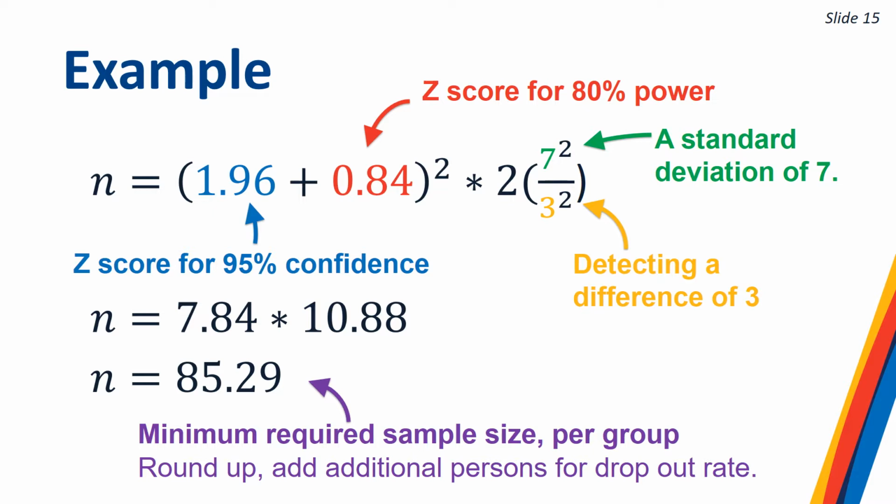Now, remember, you're probably going to want to round that up, so we always round power calculations up to 86, because in order to achieve that power, you need at least 85.29, and because there are no people that are just 0.29 people, those ultimately get rounded up into a whole person. And so it's also important to add additional persons to account for dropout, and so that's really the number of people you need to have completed your study to get a good estimate.